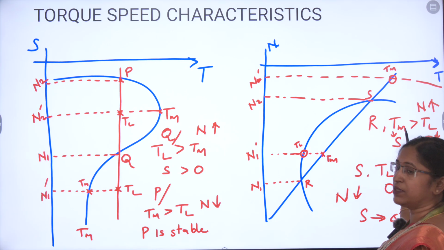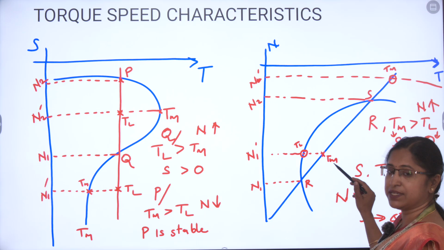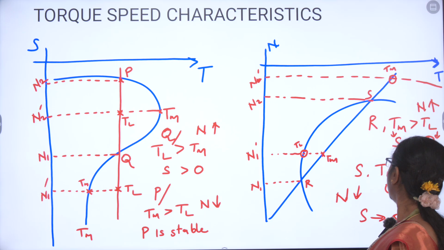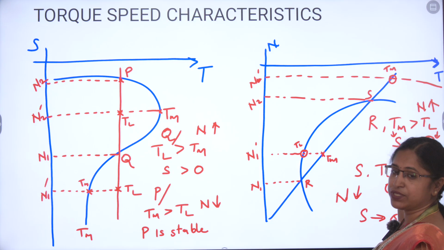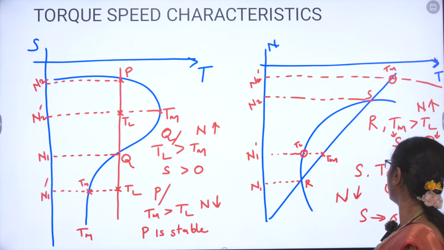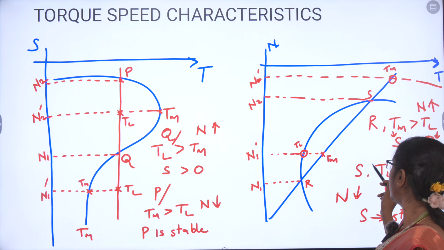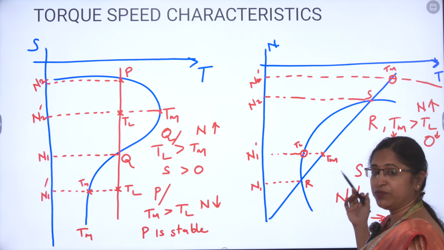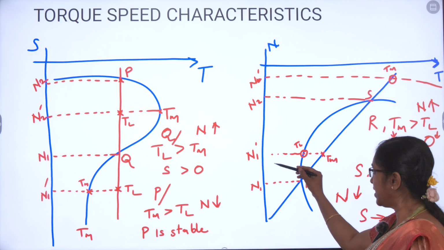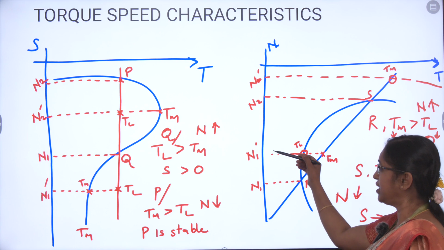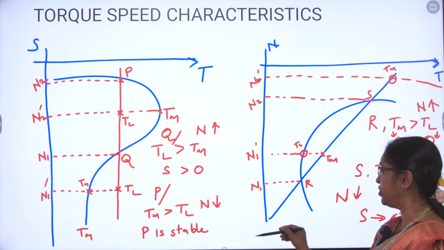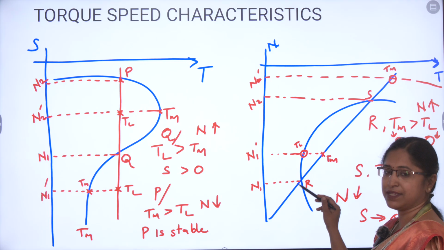Your motor torque is greater than your load torque, and here motor torque is a supporting torque and load torque is your opposing torque. So the magnitude of Tm is greater, so your supporting torque tries to overcome the load torque. Because of that it will keep on increasing the speed and it will not come back to your original point. So therefore R is not a stable point.